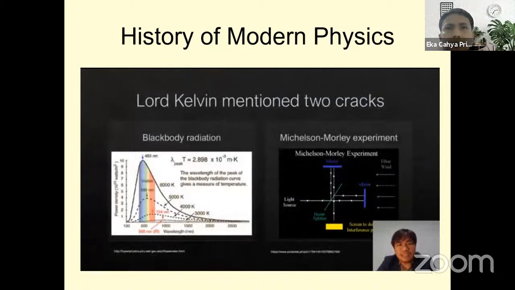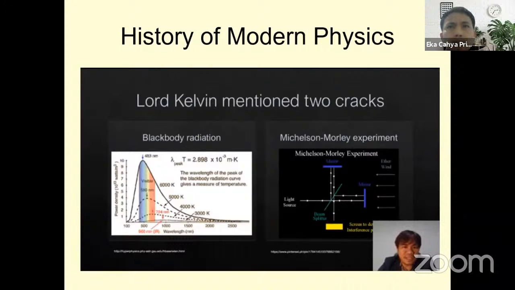The two cracks were mentioned by Lord Kelvin in his famous Baltimore lecture in the 1900s. These were the blackbody radiation and the famous Michelson-Morley experiment. Now, in blackbody radiation, the object absorbs all radiation incident upon it and re-radiates energy, which is characteristic of this radiating system, and not dependent on the type of radiation which is incident upon it. The radiated energy can be considered to be produced by resonant modes of the radiating object.